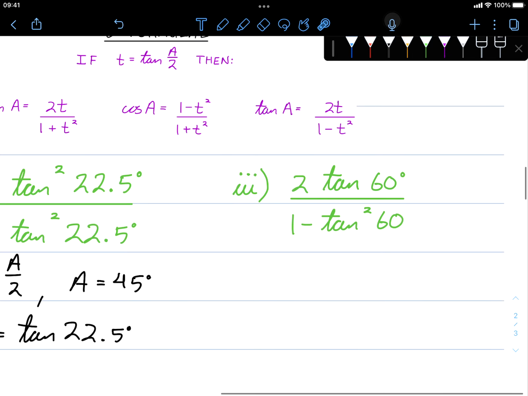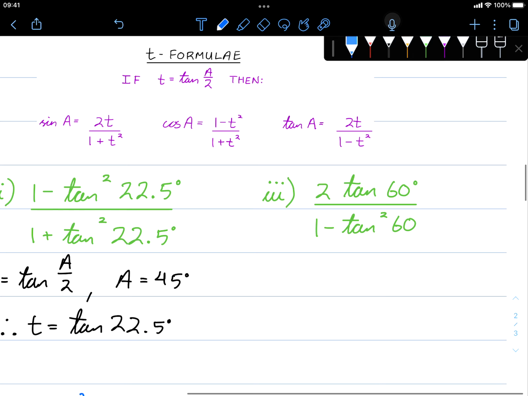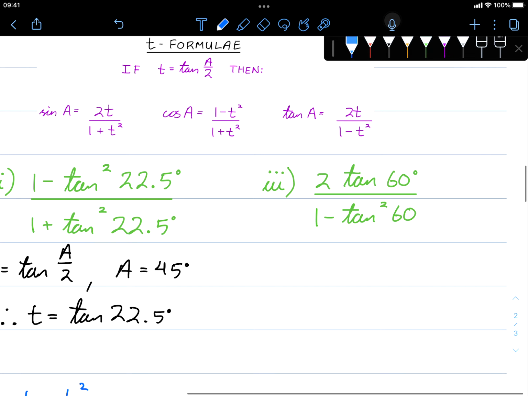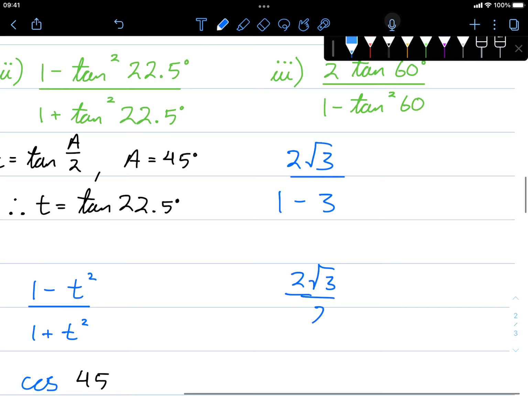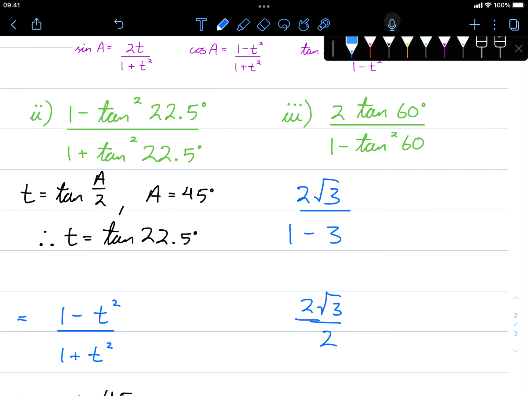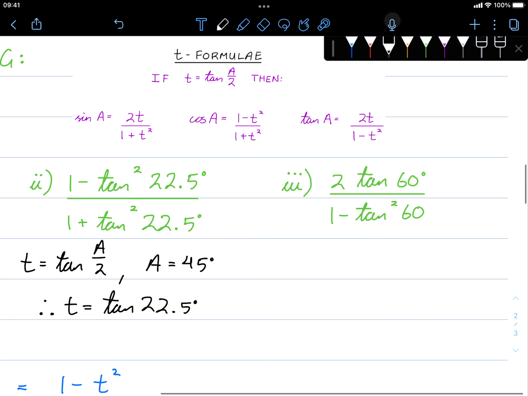Here we go. Now, hopefully you can see that this is actually possible to be done without using the t formulas, because tan 60 can already be solved. Tan 60, I believe, is going to be root 3. So this is going to be 2 root 3 over 1 minus root 3 squared, which is 1 minus 3. So it's going to be 2 root 3 over negative 2. Okay, so it's possible to solve without it. I need to make that very clear. But let's go the difficult route and try and solve this using the t formulas once again.